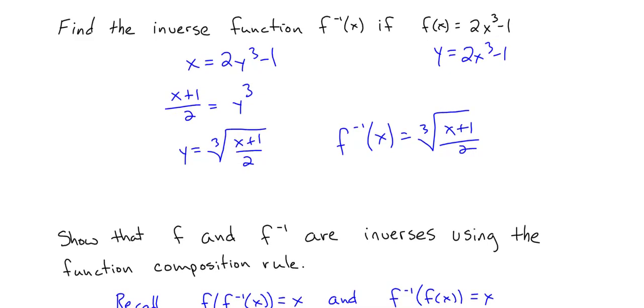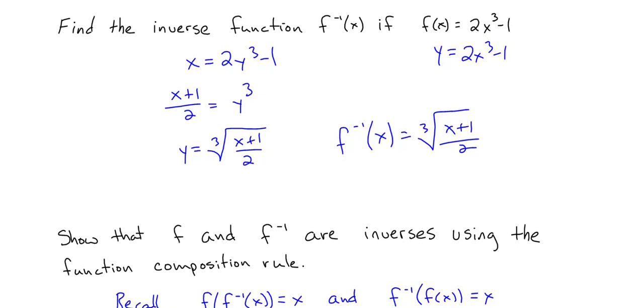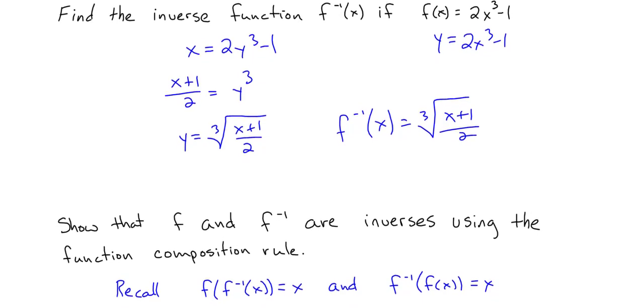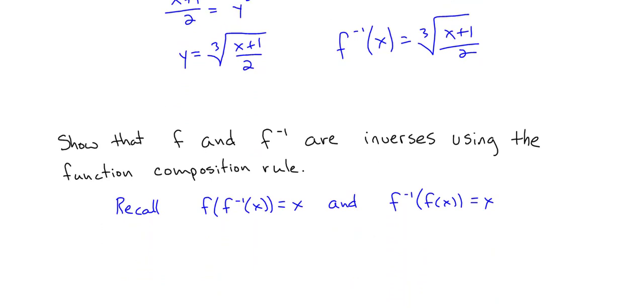All right, show that f and f inverse are inverses using the function composition rule. Well, if you guys recall, using function composition rule, if you substitute the inverse into the function and simplify, you should get x. Similarly, when you substitute the function into the inverse, you should get x. To prove that two functions are inverses, you'd have to do both of these, right? That means that each function undoes the other one.